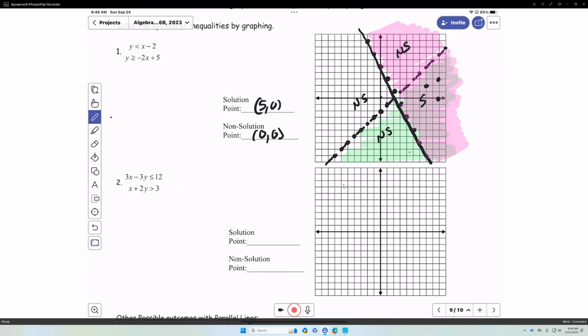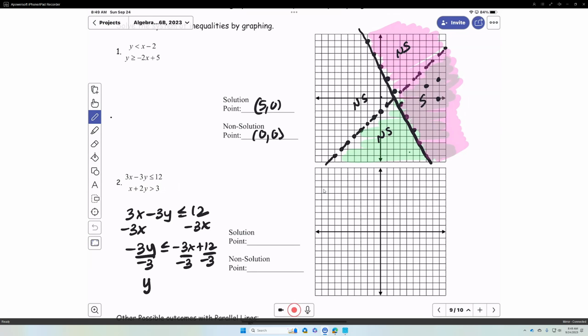There might be a time that you have to write the inequalities in slope-intercept form. So I'm going to go ahead and show you the steps for that. What you have to do first is subtract 3x on both sides. Next, you have to divide by negative 3. Now, you're dividing by a negative, so the inequality has to change direction.